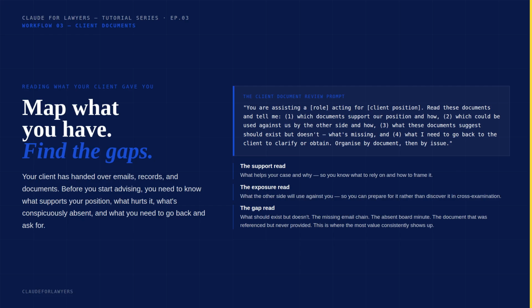The missing email chain. The board minute that should record the decision. The contract schedule that was referenced but never provided. Claude reads for absence in a way that's easy to miss when you're focused on what's in front of you. That's what the third output in this prompt is designed to surface.